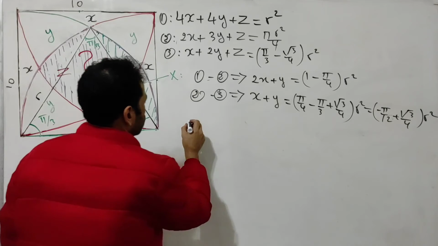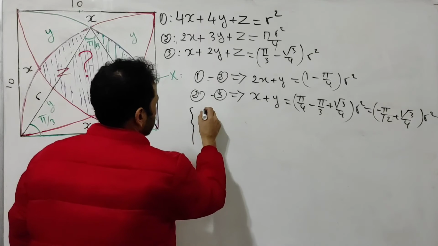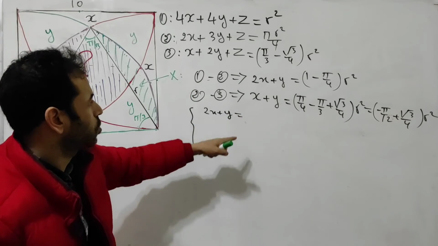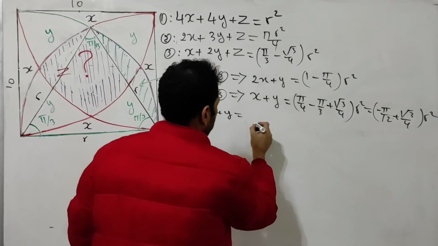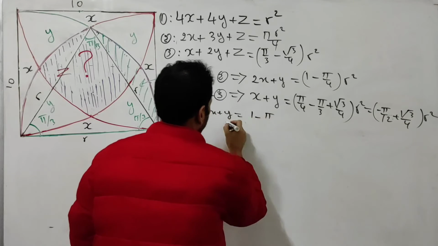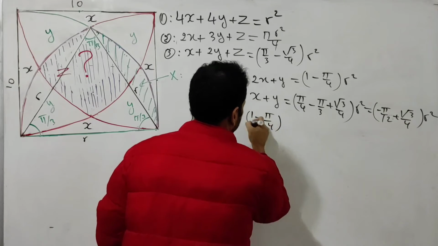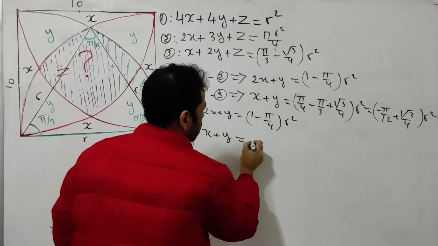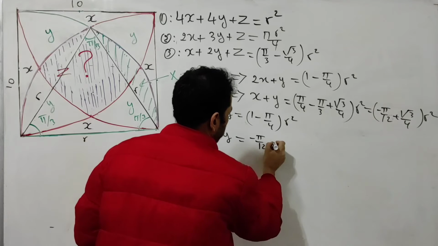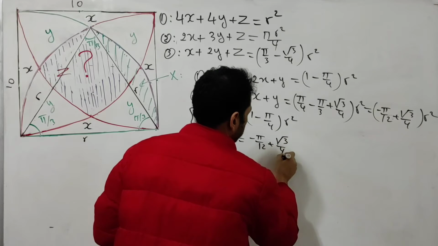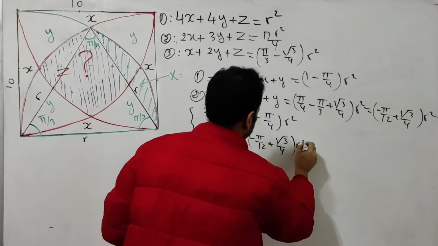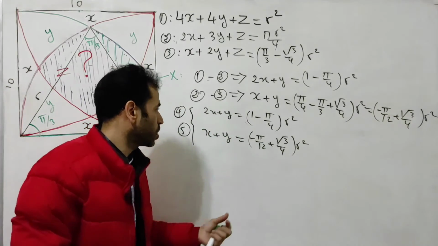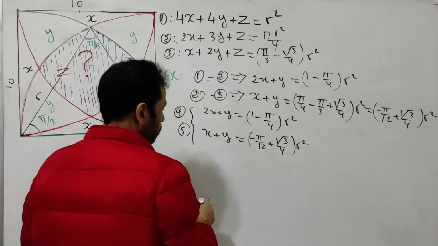Now I have 2 different equations with x and y variables. I will have 2x plus y equal to 1 minus pi over 4 is multiplied by r squared. The second equation, I will get x plus y equal to minus pi over 12 plus square root of 3 over 4 is multiplied by r squared. This is equation number 5. Calculate this one carefully because it's very easy to make a mistake.